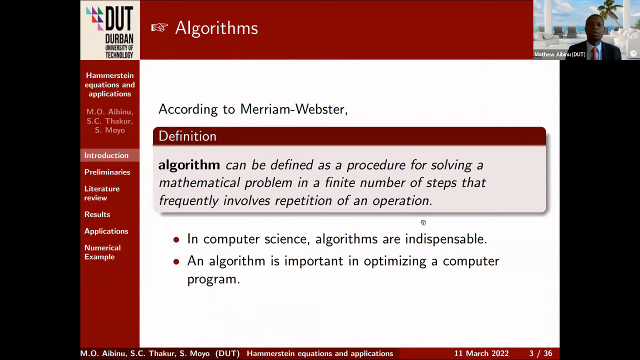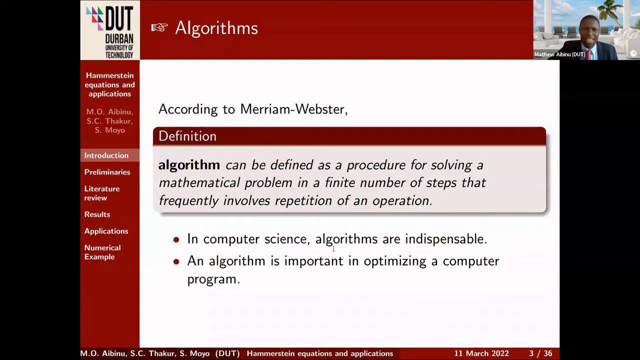Algorithms. Why talk about algorithms? According to Merriam-Webster, an algorithm can be defined as a procedure for solving a mathematical problem in a definite number of steps that frequently involves repetition of an operation. What this simply means is that in an algorithm there will be repetition of operation, and the aim of using an algorithm is for solving mathematical problems. An algorithm usually has a finite number of steps, and it involves repetition of operation.